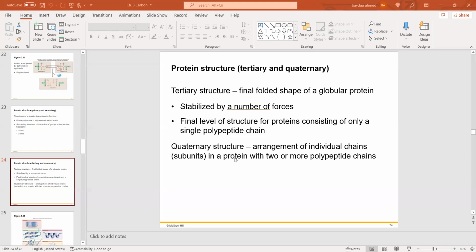Quaternary structure: when two or more polypeptide chains associate to form a functional protein, the individual chains are referred to as subunits of the protein.